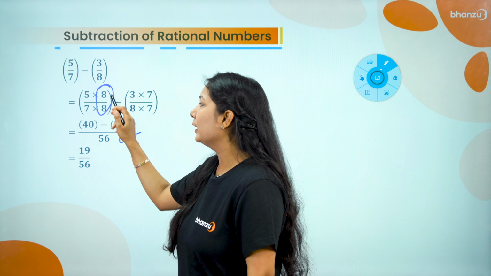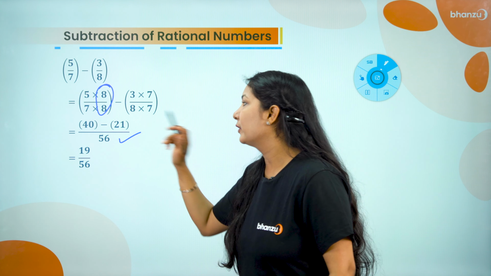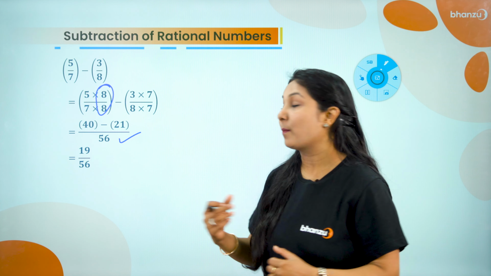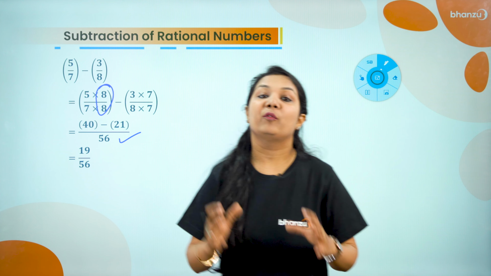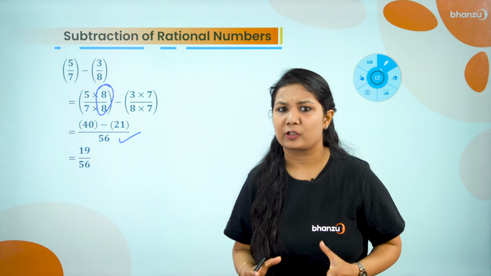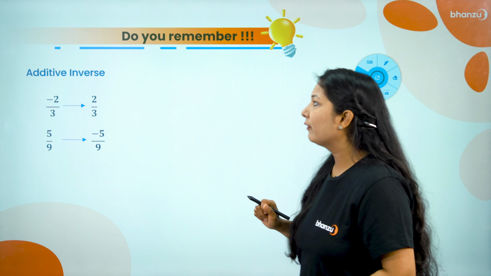So 5 into 8 in the numerator would give us 40, minus 3 into 7, which is 21, and the denominators are the same, so we have taken it as common. So it's 40 minus 21, which is 19 upon 56. So this is how we get our answer for subtraction. But do we have some other way around? Let's have a look at it.